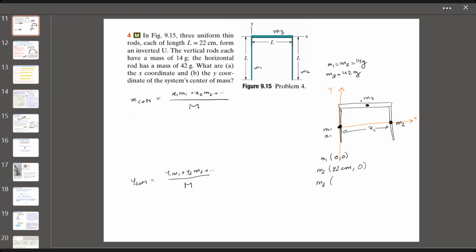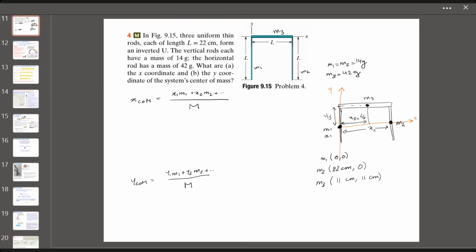M3 is over here. So its x is actually halfway through the rod because this is the center of mass. So x3 is L over 2, which is going to be 11 centimeters. And this is y3 because I'm here, so it coincides with the y-axis at this point, which is also half of the length of the rod. This is 11 centimeters.